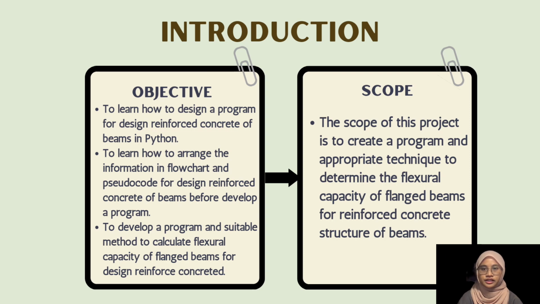After that, the scope of this project. The scope of this project is to develop a program and technique for calculating the flexural strength of flange beams used in reinforced concrete beam structures. The ability to calculate the moment capacity of a flange allows the designer or the users to determine the necessary reinforced area and to check for longitudinal shear. In this project, we will follow the guideline from How to Design Concrete Structure using Eurocode 2 to determine the flexural capacity of flange beams.